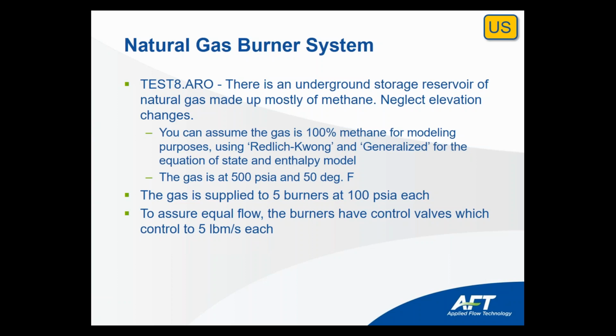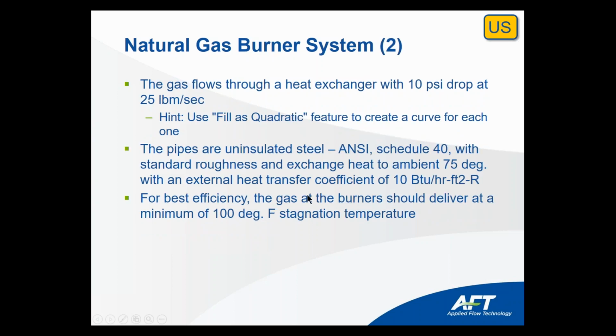So each branch line, all 5 of these parallel lines, will have a control valve. We're going to set that control valve to 5 pound mass per second. And then we do have a heat exchanger in this system that's going to be heating this with an associated hydraulic loss.